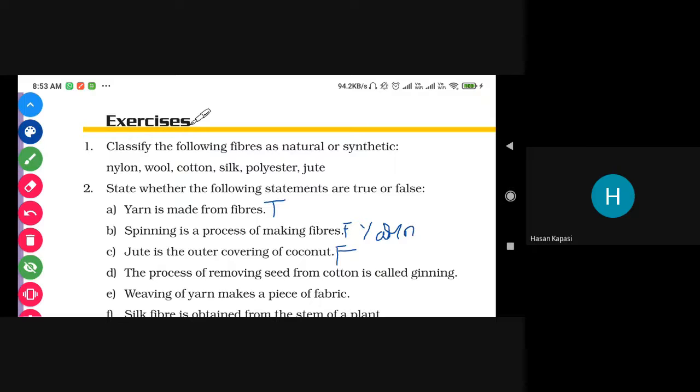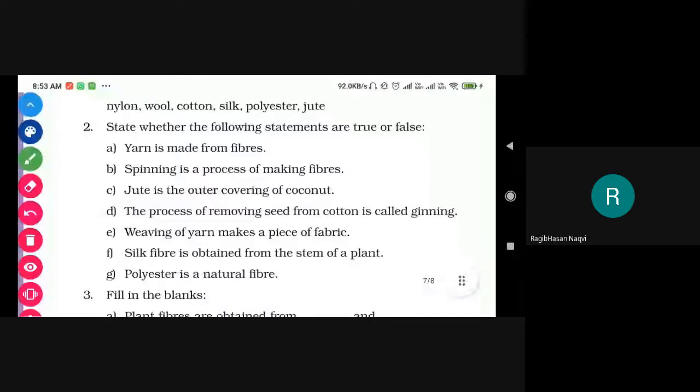The process of removing seeds from cotton is called ginning. True. Very good. Weaving of yarn makes a piece of fabric. True. Yes, ma'am. Why false, beta? Ma'am, in this I have written false. It is true. Ma'am, I have written the key at the place of E and E at the place of D. हाँ, no problem. Okay, ma'am.